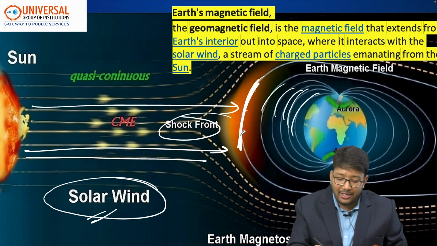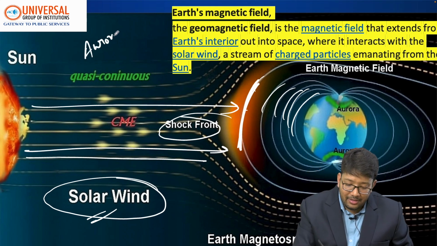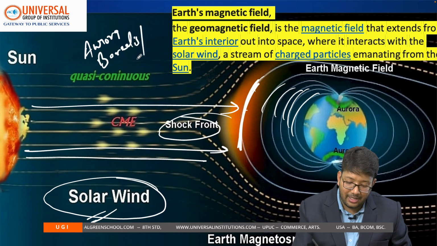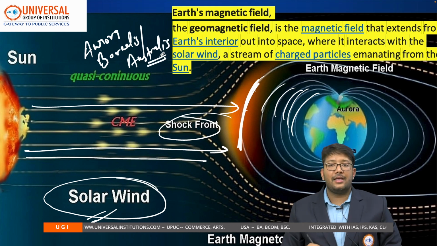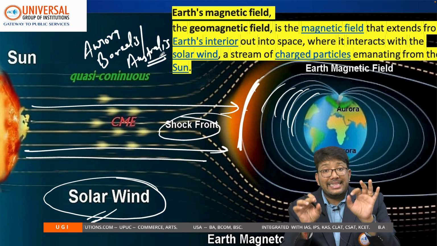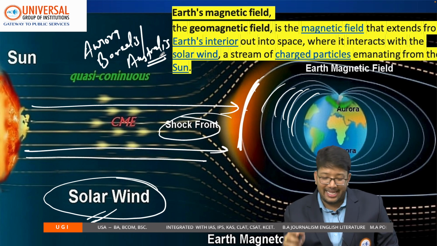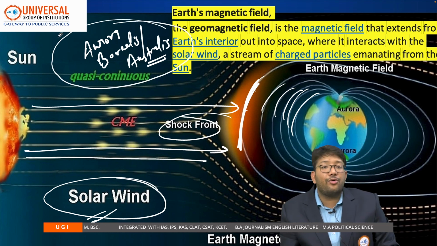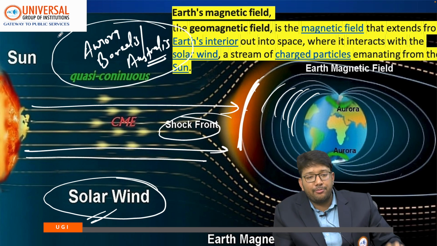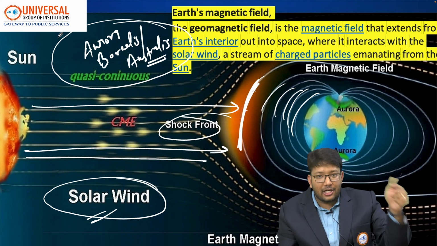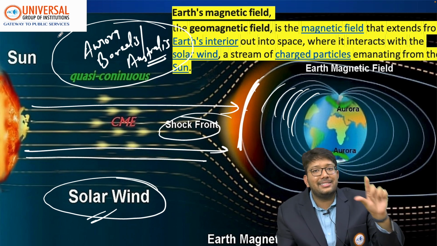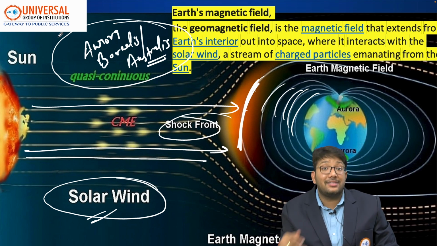You know aurora borealis, aurora australis, remember? Aurora borealis and aurora australis are formed due to this interaction only, okay. Now you understand, in an examination a question was asked: aurora borealis is present in which layer of the atmosphere? The answer was thermosphere. In the thermosphere, the ionosphere is a secondary layer where it is created, basically, okay.